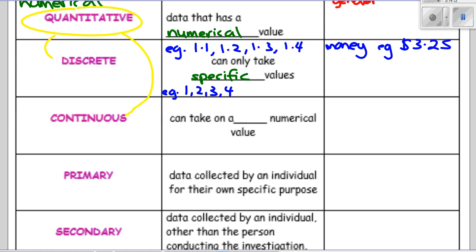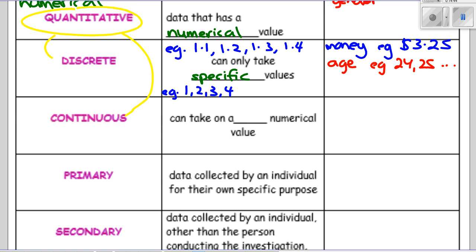Age, that's the other one that we mentioned. Age, 24, 25. Anything else that's discrete? That's a good point. Is it discrete or continuous? It's continuous because you can measure it to a smaller value. It's possible to get 3.94723. It just depends on how accurate your measuring instrument is.